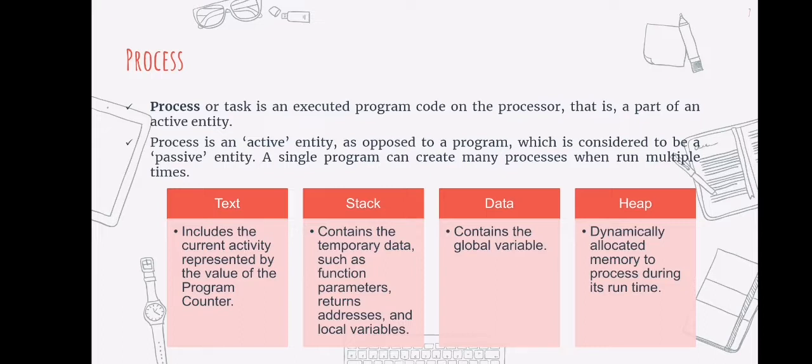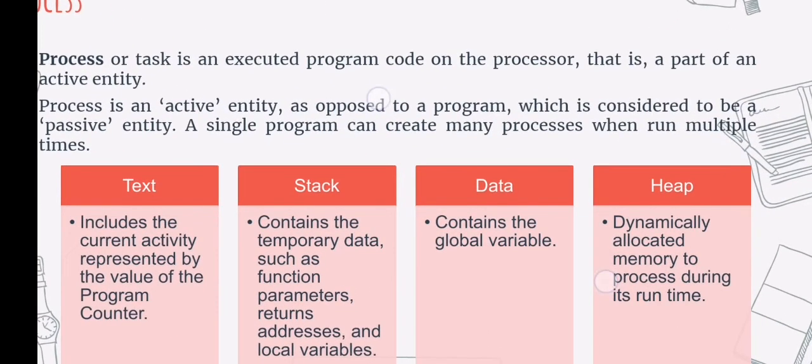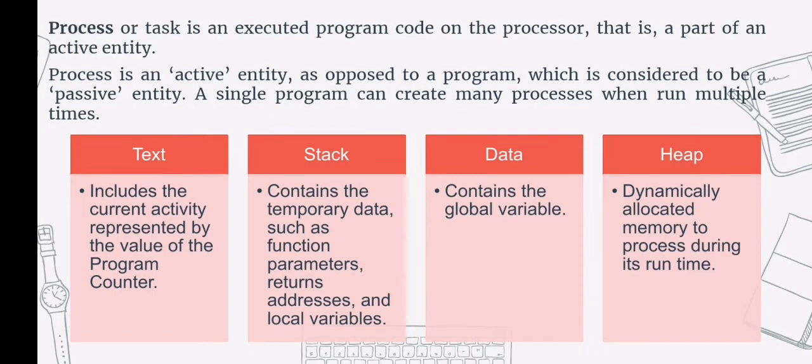Now, a process may include text, stack, data, and heap. Text includes the current activity as represented by the program code value. A stack is where temporary data such as function parameters, return addresses, and local variables are stored. Data, on the other hand, contains the global variables, and a heap is dynamically allocated memory to a process during its runtime.